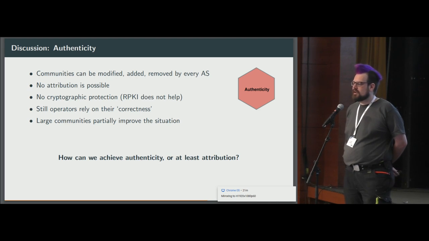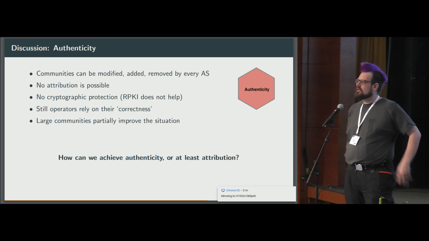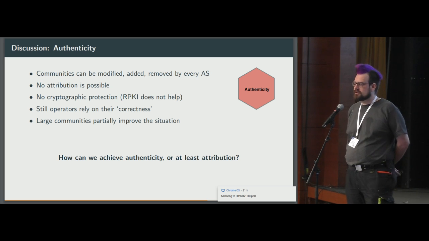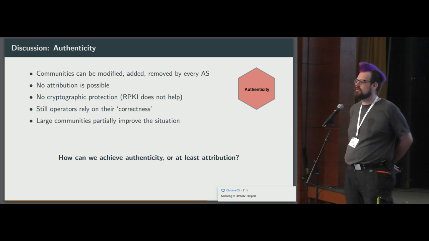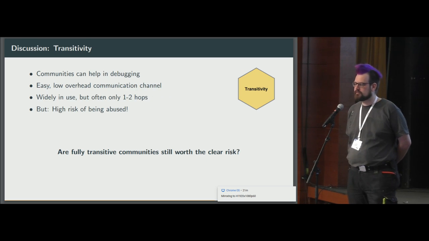On the other hand, we also see that operators rely on the correctness of community values because they are basing policy decisions on, for example, where a route has been learned. And large communities are there, but they only partially improve the situation because all of these points still apply to large communities. They only fix the first part of being an AS number. So the question is, how can we achieve authenticity or at least attribution? So after an incident, you know who you have to talk to prevent further problems in the future.